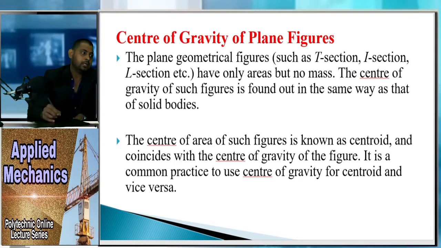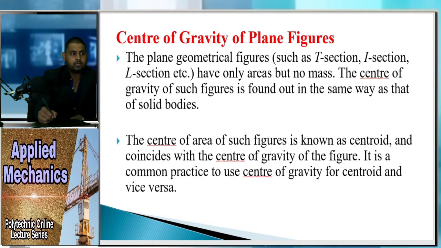So this is the formula for finding x bar and y bar. Now here you can see a1, a2, a3, etc. are the areas in the whole figure. So what figure is given to us? This a1, a2, a3 is nothing but the area of that figure.